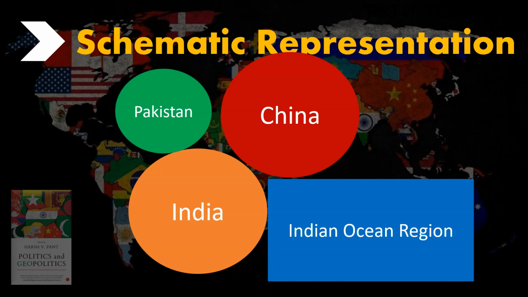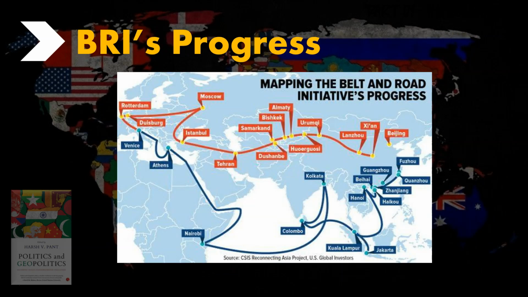So to understand the situation in Southeast Asia and South Asia, we can look at this schematic representation. We have three main players, India, Pakistan, and China, and they're all conflicting over the Indian Ocean region. So India wants to maintain freedom of navigation, and China wants to minimize this by building and progressing with their Belt and Road Initiative.